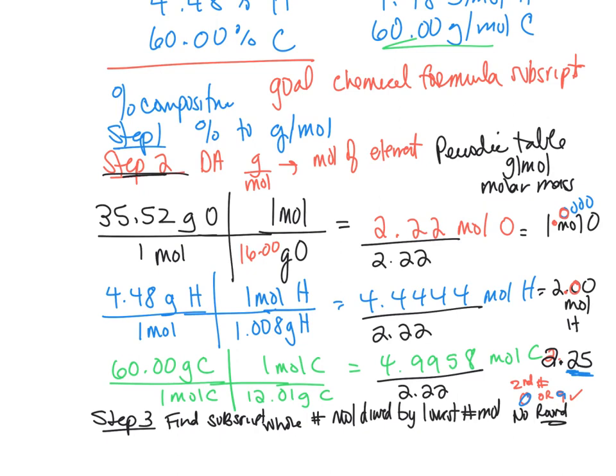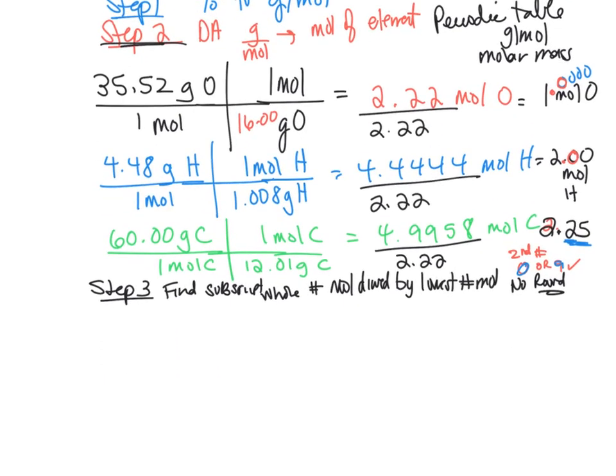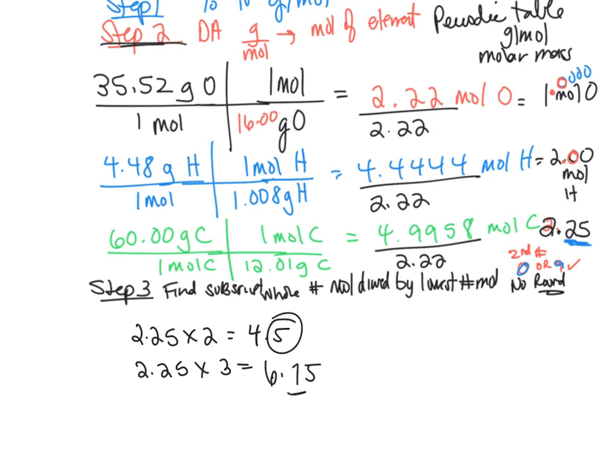So this is where you got to kind of think. If you take 2.25 times 2, that gives you 4.5. Well, that's a problem. You still can't round. So now you can take 2.25 times 3, that gives you 6.75. That's still not a 0 or 9. So now you're going to have to take 2.25 times 4, and you get 9.